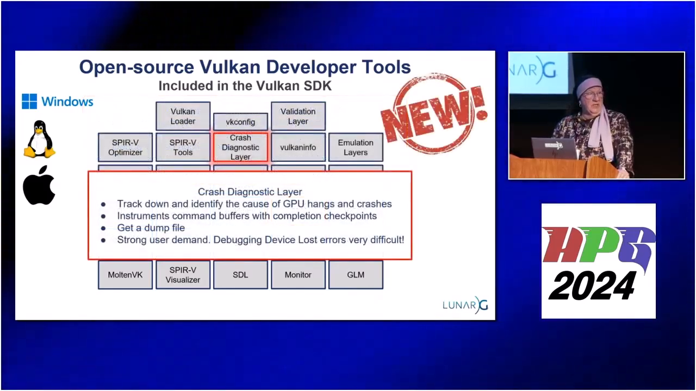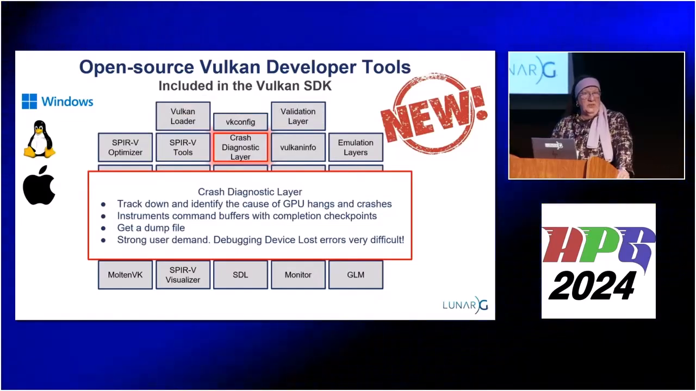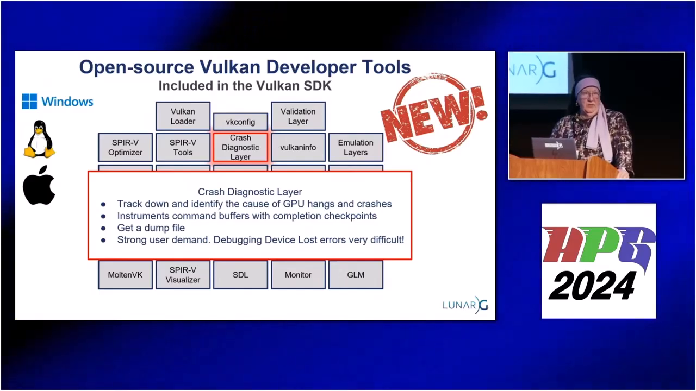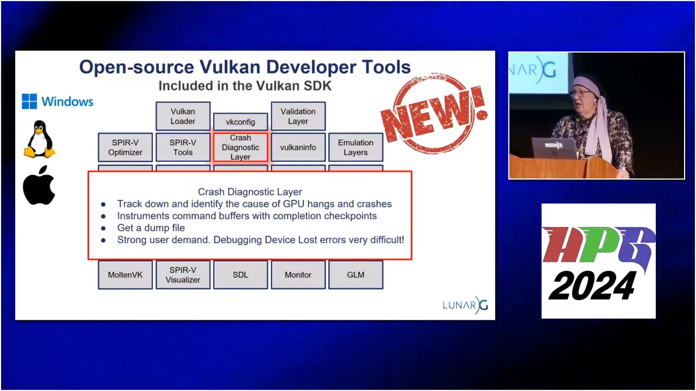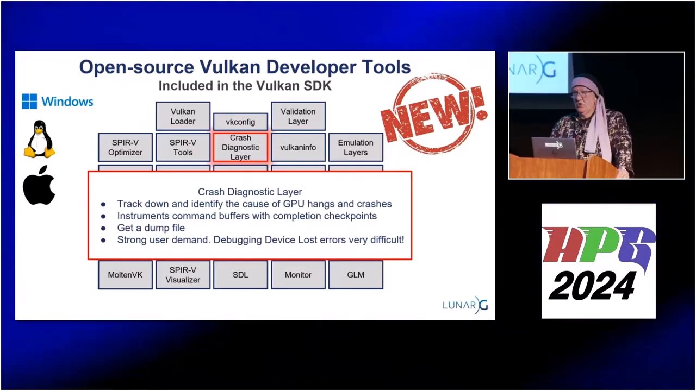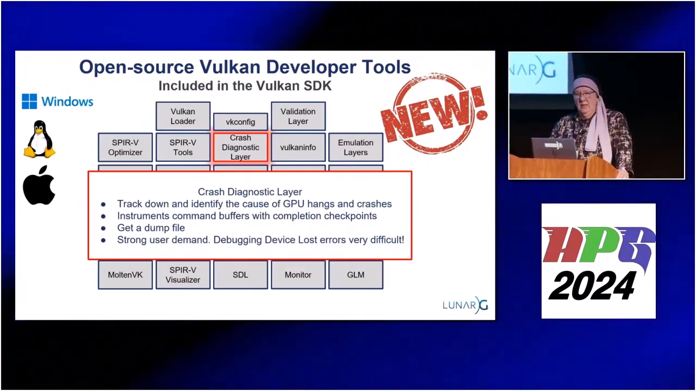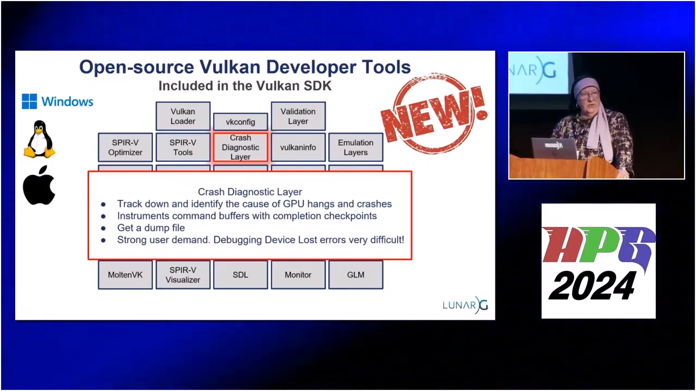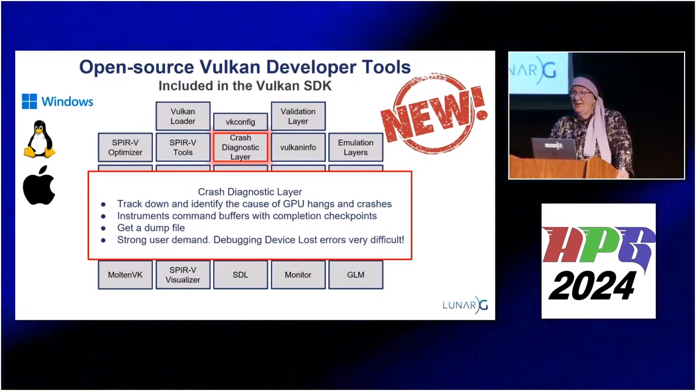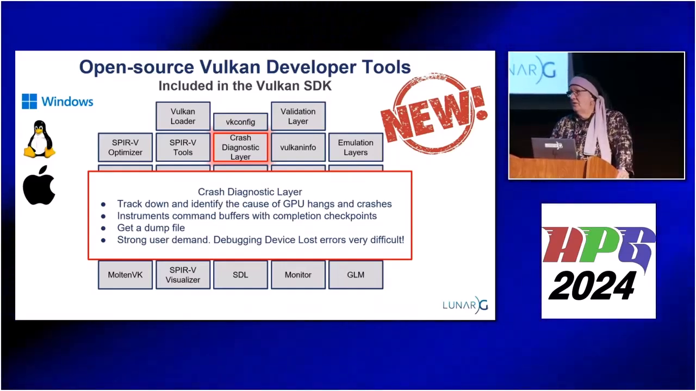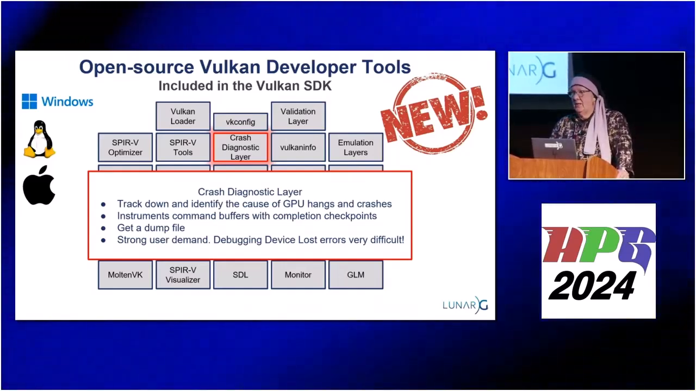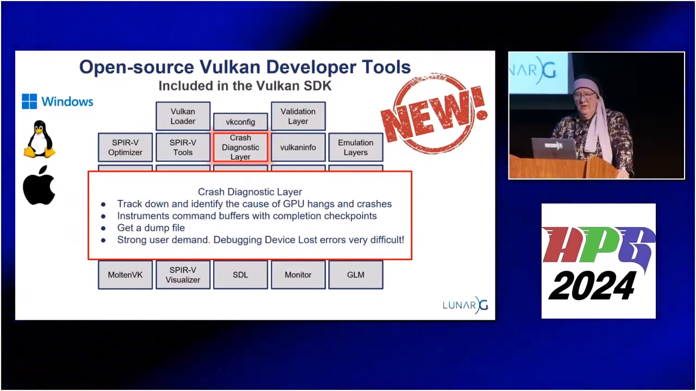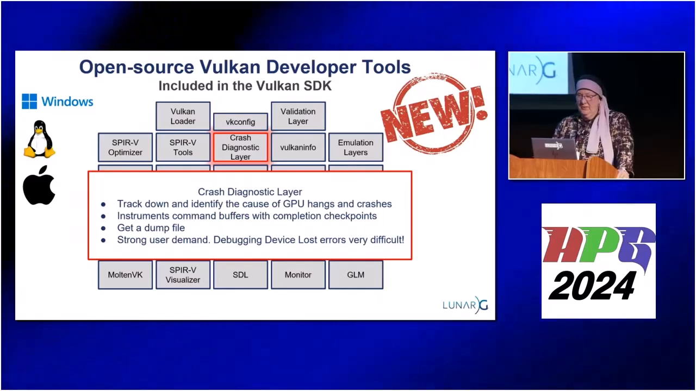And new, this released just last week, we just released the crash diagnostic layer. So hung GPUs, crashed GPUs, device lost. We hear over and over again, these are the hardest situations to debug. The crash diagnostic layer is beginning to help with that by using some extensions defined in the Vulkan working group to insert breadcrumbs, I'll call it, and also to get dump files as a result of their crashes. Very strong user demand from this, from the ecosystem.